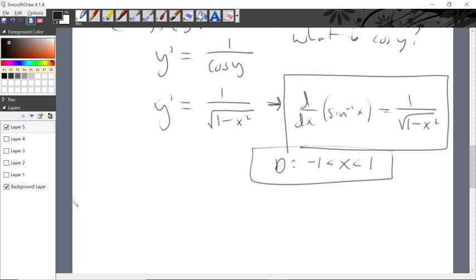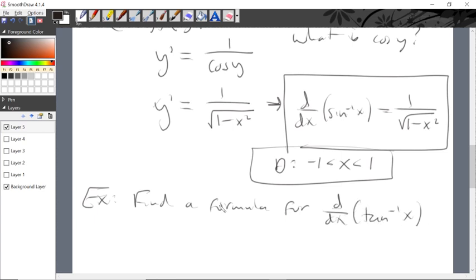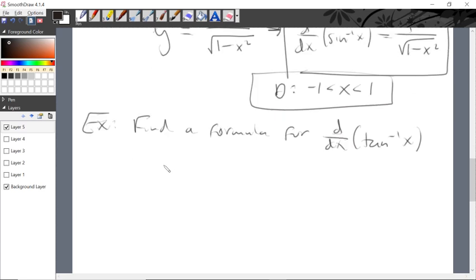Okay, let's try this process again to find a formula instead for the derivative of the arctangent function. Let's start with the tangent.